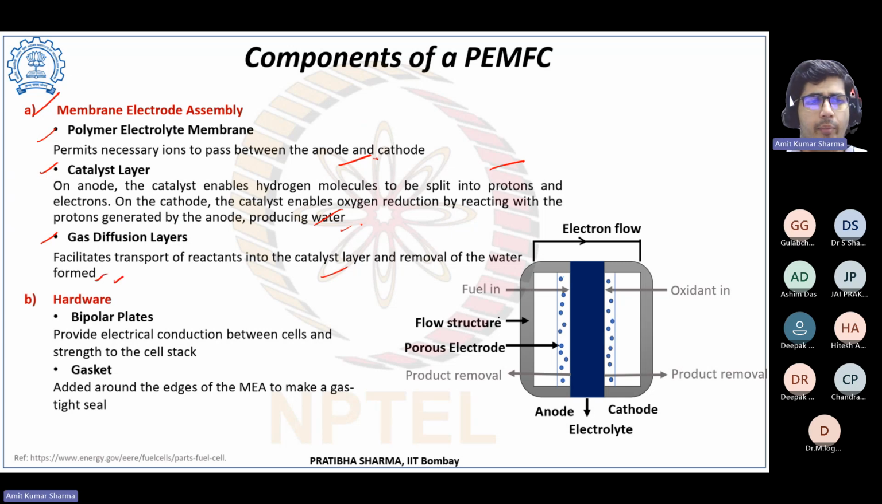In the hardware, we have bipolar plates and gasket. The bipolar plates provide electrical conduction between cells and strength to the cell stack. The gasket is added around the edges of the MEA to make a gas tight seal. Leakage should not be there.